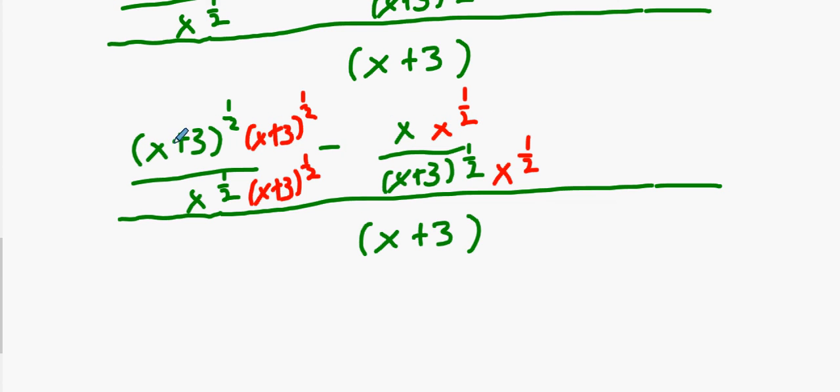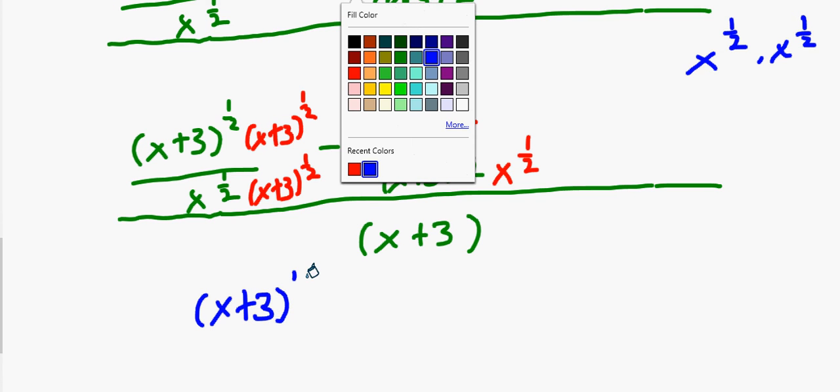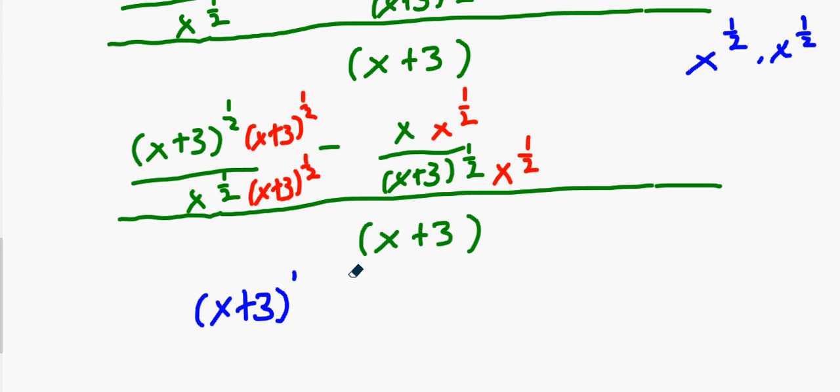Alright, what's x plus 3 to the power of a half multiplied by x plus 3 to the power of a half? What's x to the power of a half multiplied by x to the power of a half? X to the power of 1. So, by that logic, it should be x plus 3 to the power of 1, or just x plus 3. Alright, what am I doing there? Alright, what's next then, guys? What's x times x to the power of a half? What's x to the 1 by x to the half?